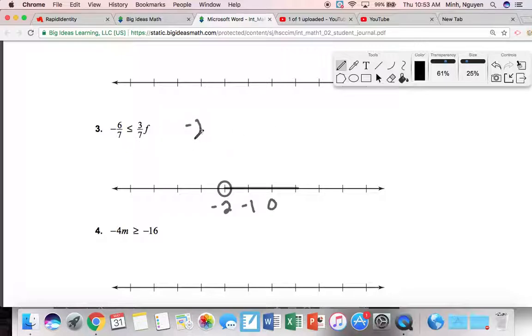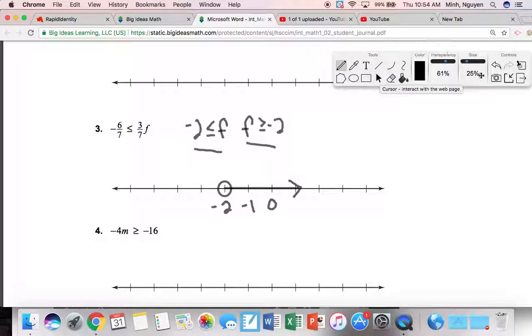So negative 2 is less than or equal to f. So f is greater than or equal to negative 2. And this goes that way. Okay. So this is the correct answer. Either way you write this, the number line looks the same. And the reason I flipped the inequality sign is because I flipped everything on the left and right, not because I divided or multiplied by negative.